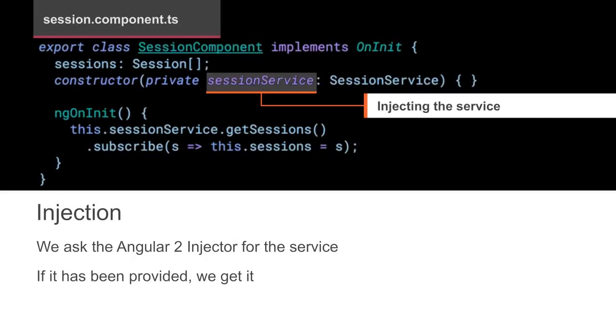Now, we don't have to provide 100 times. We just provide it once. And then in 100 different components, we can inject the session service if we want to. We just need to tell the Angular injector about it one time, and then we can reuse it.